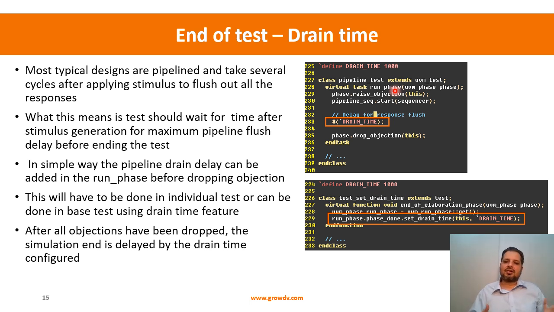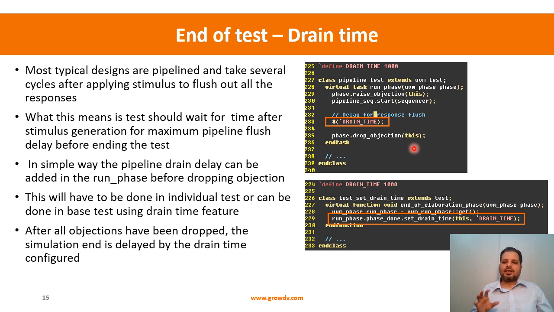The test itself doesn't have to worry, right? Because we have a self-checking environment. That's the value proposition from the UVM. So test doesn't have to worry. It just has to generate the stimulus, and then it is waiting for this drain time to ensure that for all the stimulus that it has generated, the responses from the DUT are flushed to the test bench, and then it is dropping the objection.